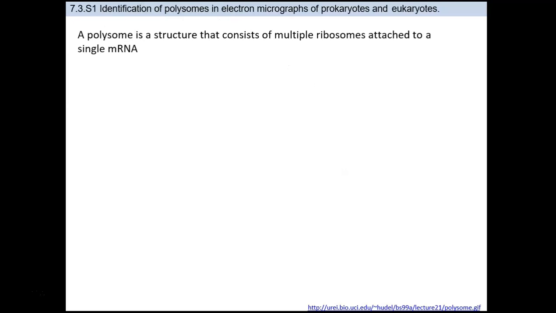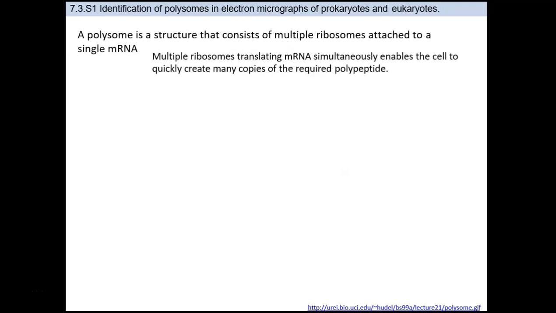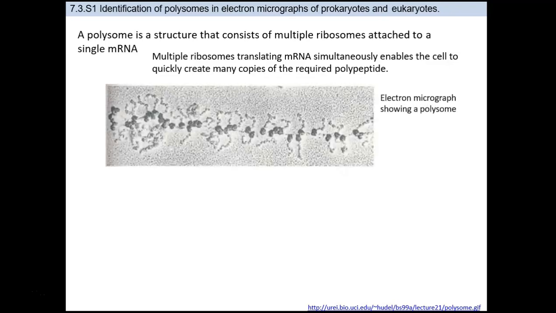What is a polysome? So simple. A polysome is a structure that consists of multiple ribosomes attached to a single mRNA. Once you have the mRNA, there are multiple ribosomes along the length of the mRNA, like this.